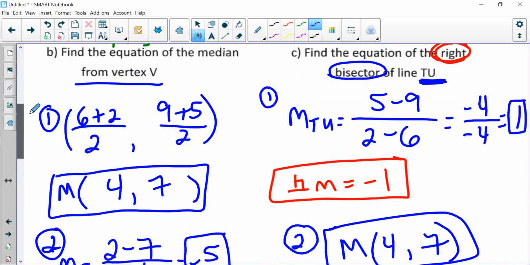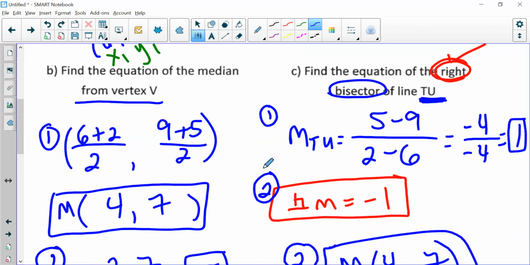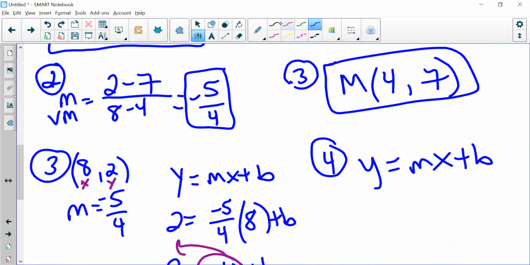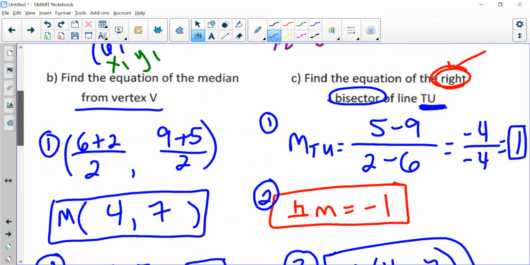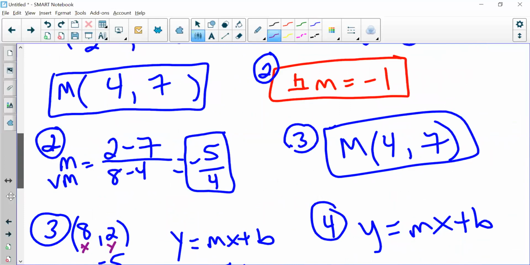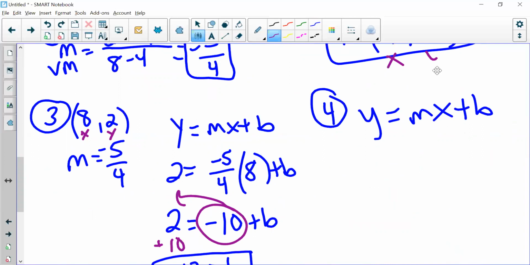Oh, actually, I think I numbered these wrong. This was step 2. This was step 3. Step 4 of this one was the B value. Okay. And how many points do I know right now on my right bisector line? Just 1. Good, Sophia. So I'm going to use 4, 7 for X and Y. And my slope is the -1 slope.